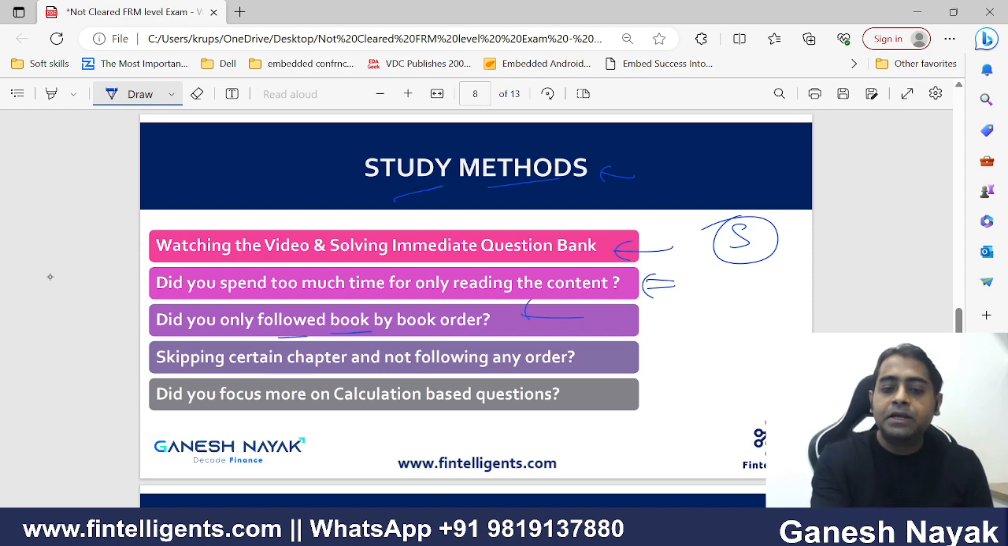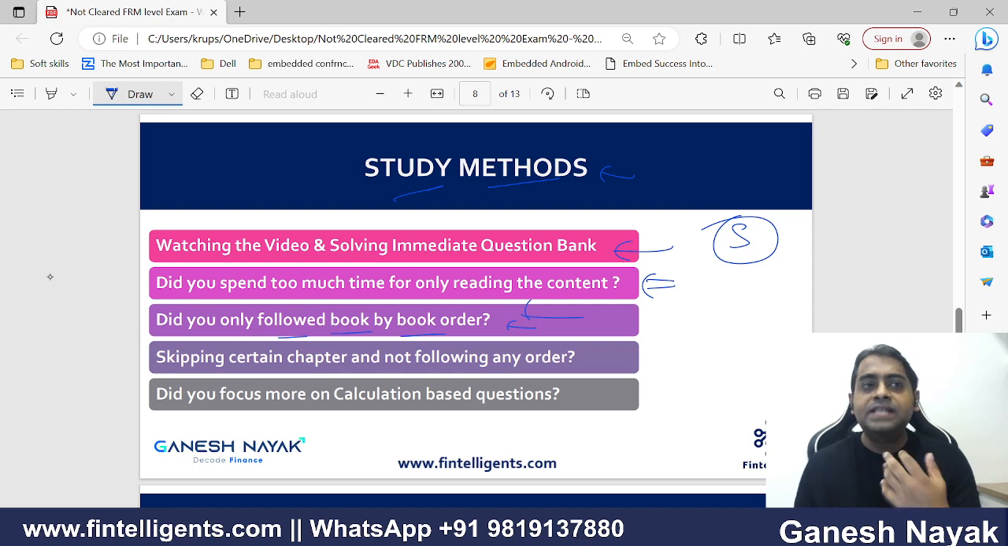Okay, did you follow any particular order of preparation? Because that will also make a very big difference in your overall preparation approach. Because what is effectively going to happen? If you look at FRM Level 1, the structure given in the books is not proper, or not highly effective. When I'm preparing, I just follow my own order, and it helps you streamline connected chapters in a very fast manner.